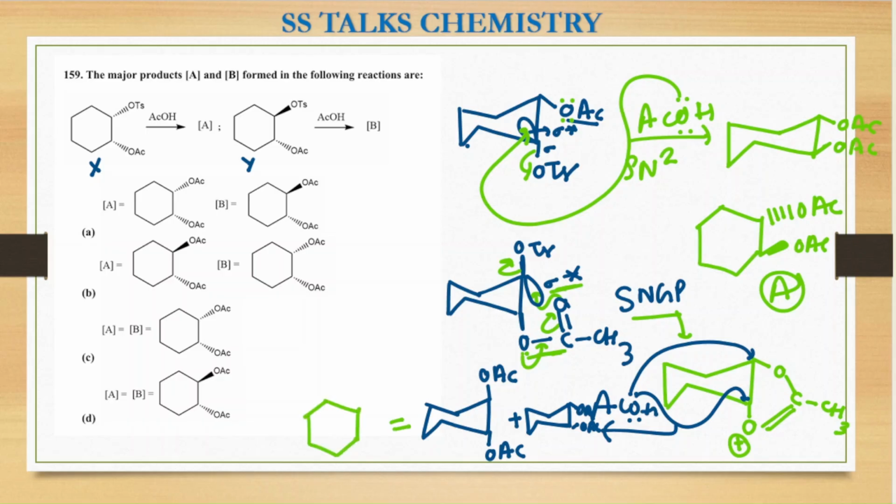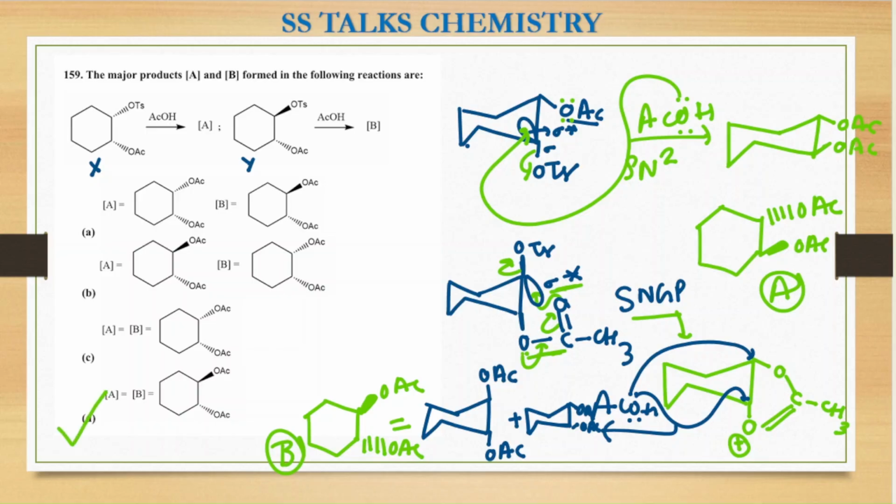So that means both the OAc groups, one is in the upward direction and the other one is in the lower direction. Here, through the NGP effect, we are seeing again the trans species has been formed. So this is the product B in this case. In both the cases, through the X and the Y molecules, the products A and B that we are getting are the same, that is the trans product, which is option D that is given to us.